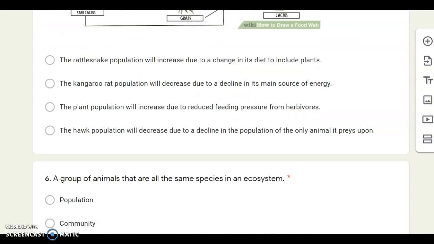Choice 1. The rattlesnake population will increase due to a change in its diet to include plants. Choice 2. The kangaroo rat population will decrease due to a decline in its main source of energy. Choice 3. The plant population will increase due to the reduced feeding pressure from herbivores. Choice 4. The hawk population will decrease due to a decline in the population of the only animal it preys upon.